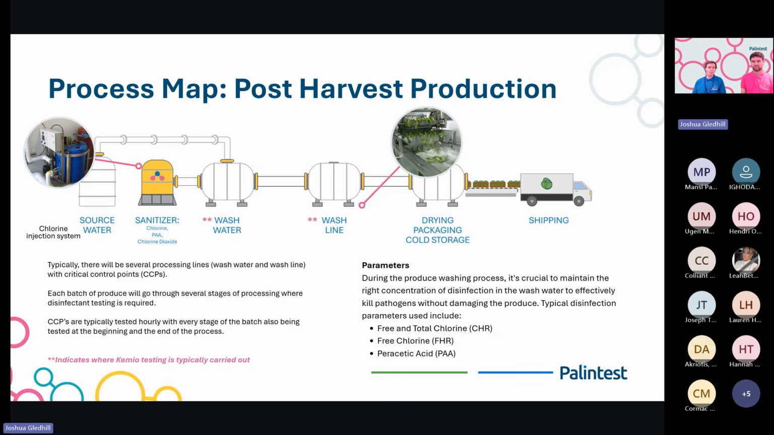One key thing in this area where Kemio is really useful is that it's a no glass instrument. The majority of production lines we've ever been to are no glass environments, so that is really useful for this application. And the parameters we generally see tested in here are free and total chlorine, free chlorine, and peracetic acid.